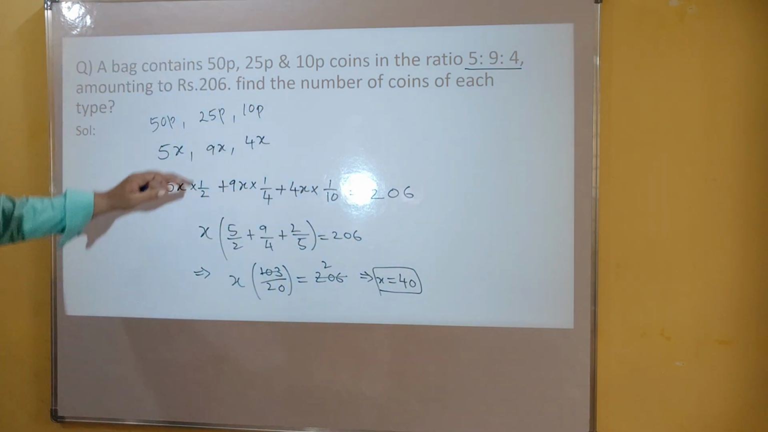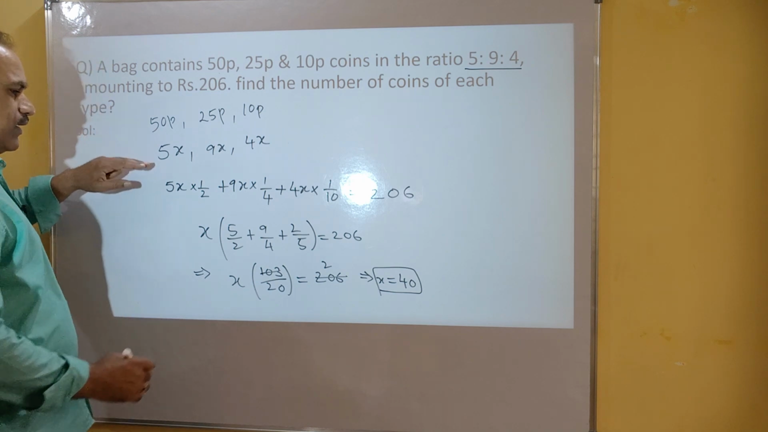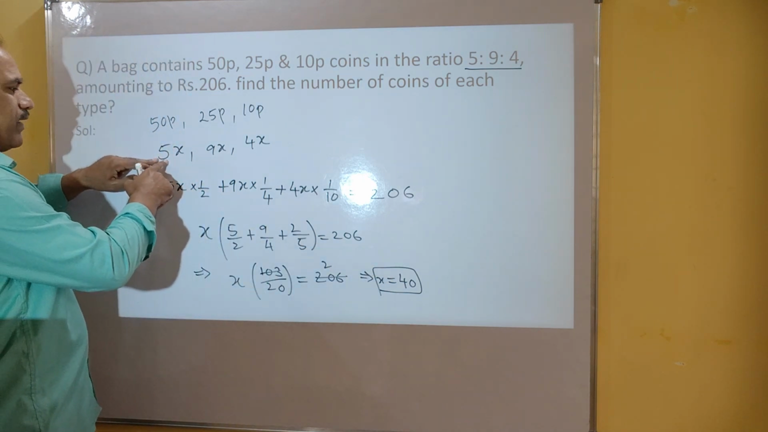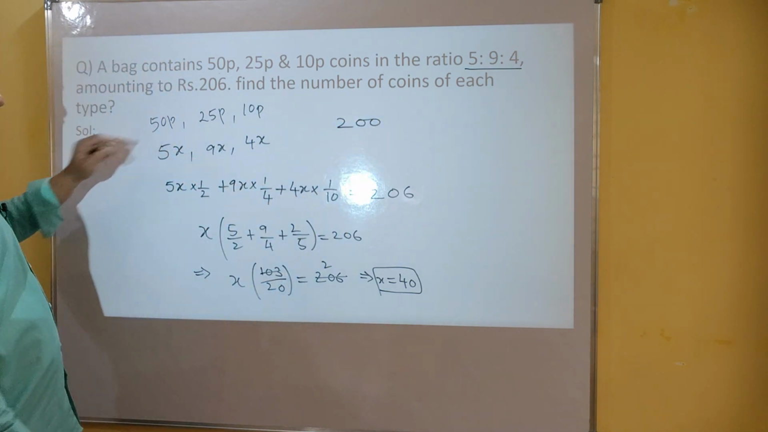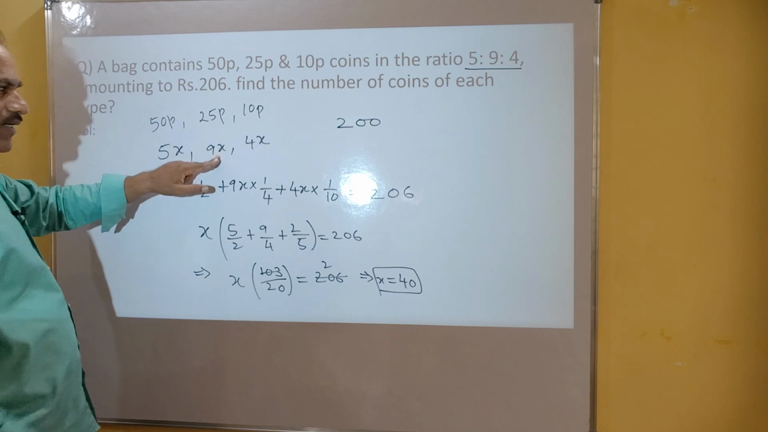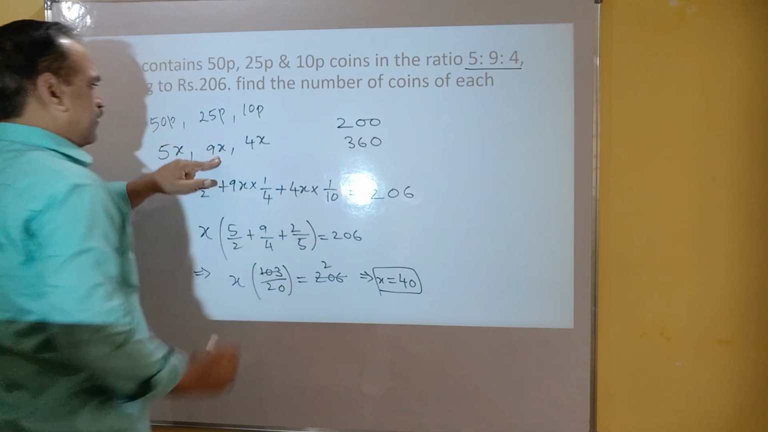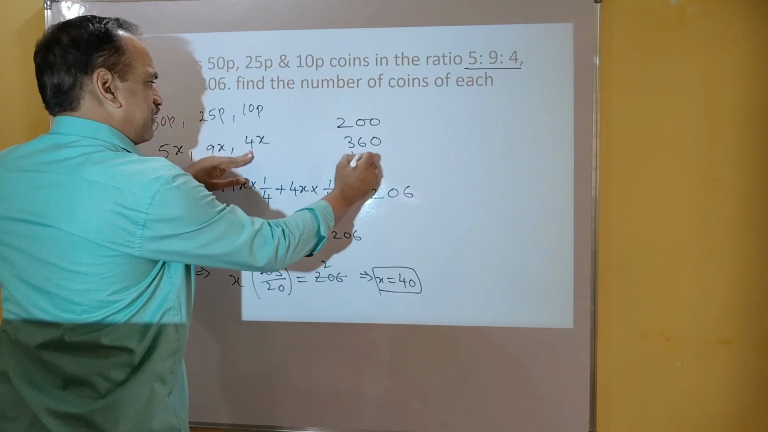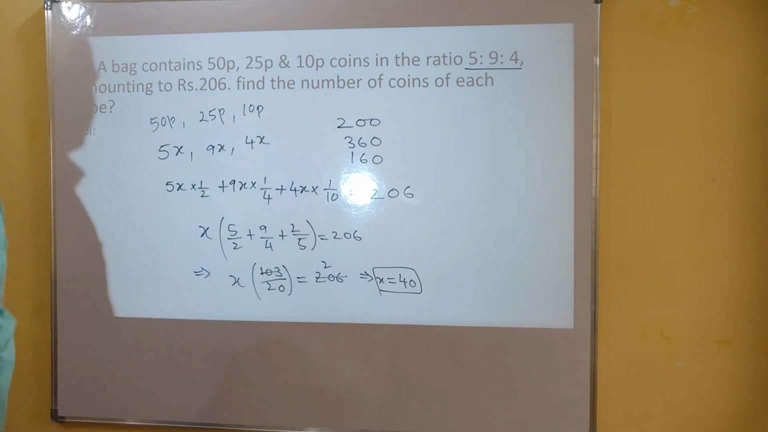Now you substitute x equal to 40 back into this, you will get the number of coins of each type. You put x equal to 40 here, you will get 5 into 40, 200 coins of 50 paisa. Put x equal to 40 here, 9 into 40, 360, 25 paisa coins. 4x, x equal to 40, 160. 160 coins of 10 paisa.